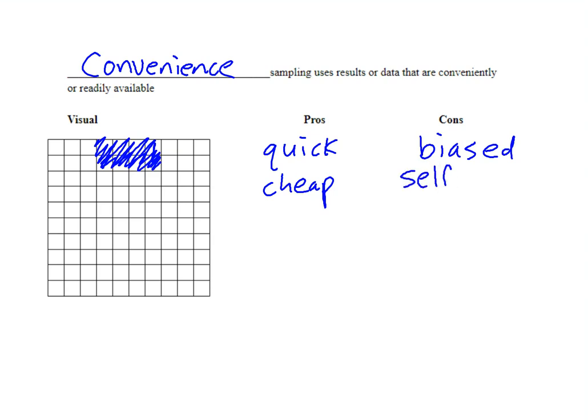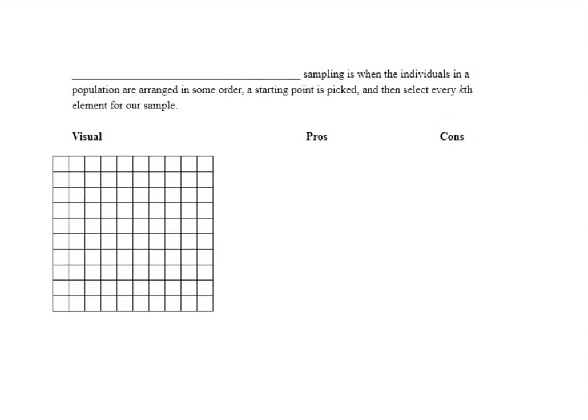It's almost like self-selection. What that means is if I wanted to find out what the class wanted to do next and I only asked the people in the front row, I'm kind of self-selecting. I myself am picking who gets to answer. So that's not a good thing. So that's convenience sampling. It's used once in a while, but it's really not that good. It can lead to a lot of bias.